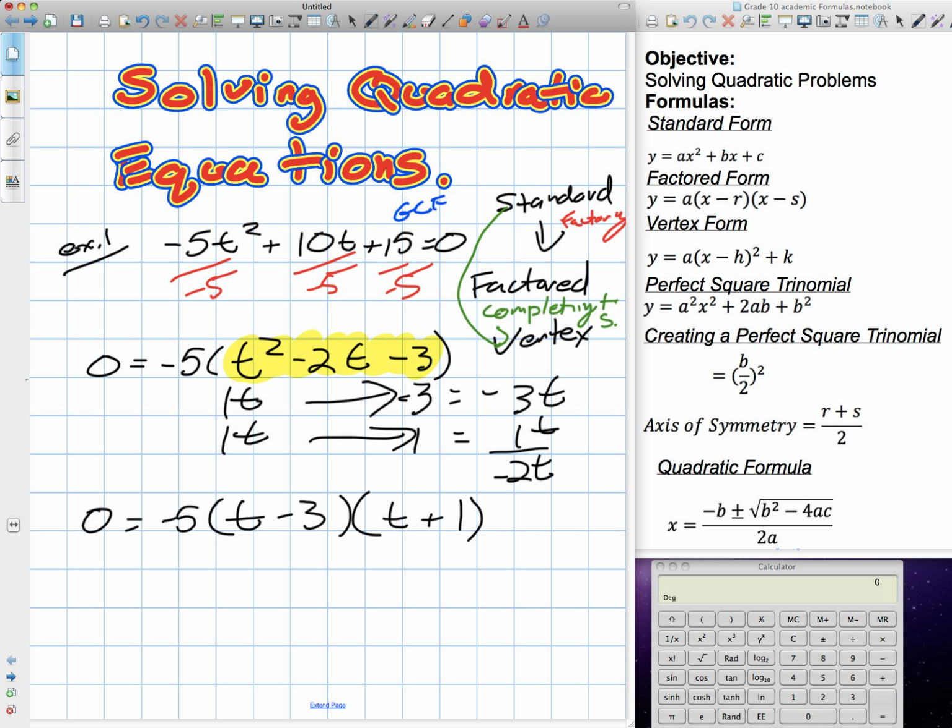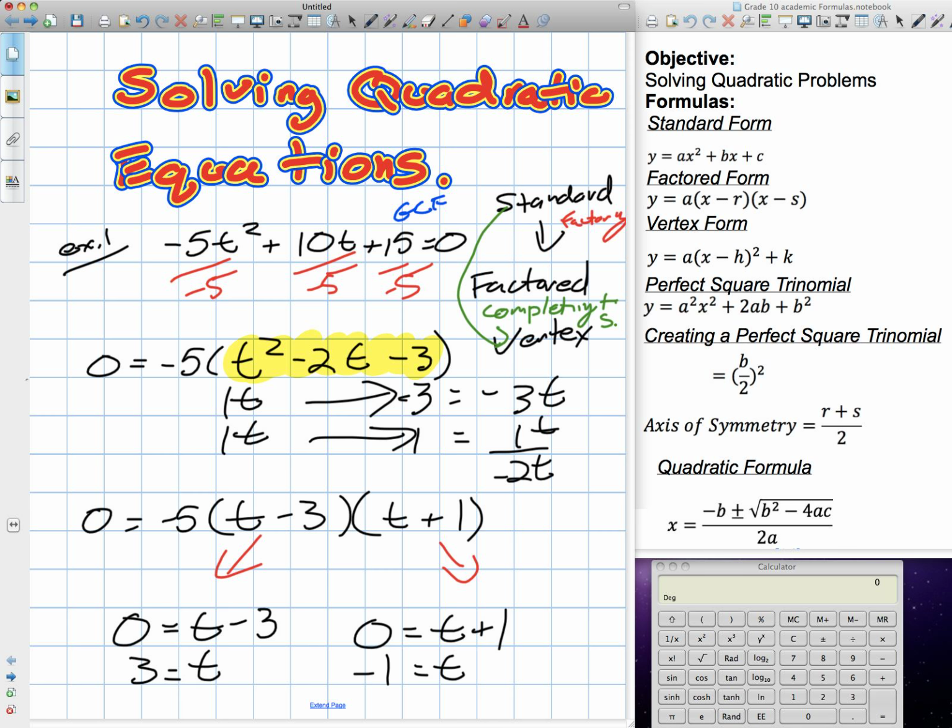Now, this -5 here, I want to set each of these brackets equal to 0, okay? This -5 can just drop off. One of the processes we can use is dividing each side by -5, which would create a 1 here, and over here we'd still be left with a 0, okay? So I'm going to just jump to the next step. We've gone over that before. We're going to split the equation. 0 is equal to t minus 3, and 0 is equal to t plus 1. Our values of t are 3 and -1.